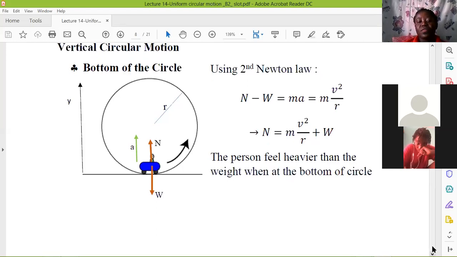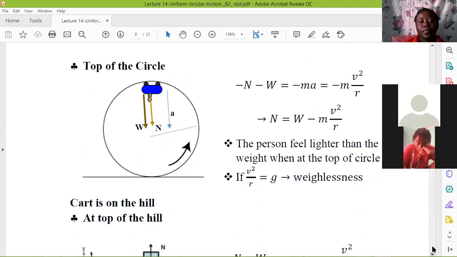Okay, let's see when you are at the top of the circle. Remember, you are still inside the circle, you're just moving up there. So when you are at the top of the circle, remember our acceleration is always towards the center. Then your normal force, remember, is always perpendicular to the surface. Your normal force now is pointing downwards. Then you also have a weight, which is always due to the gravitational acceleration.